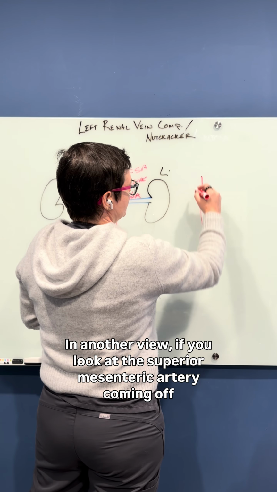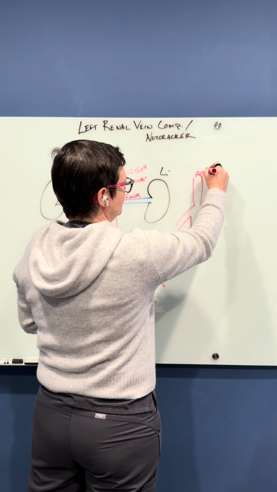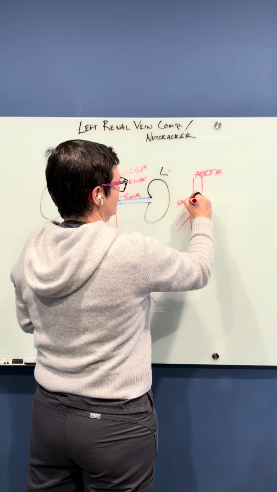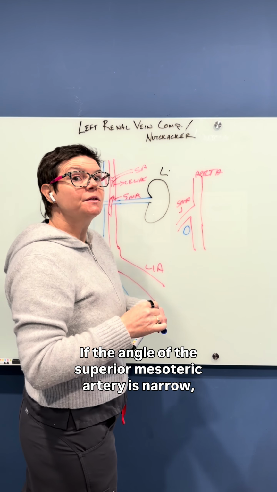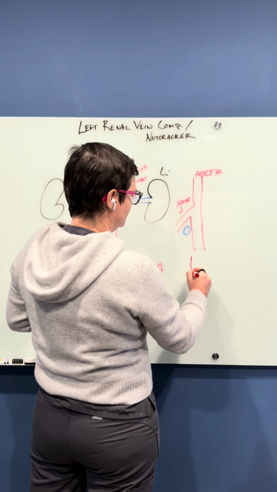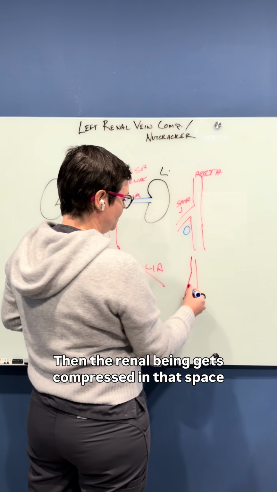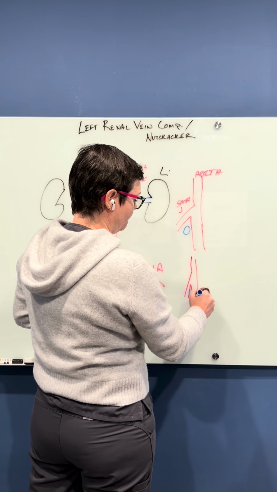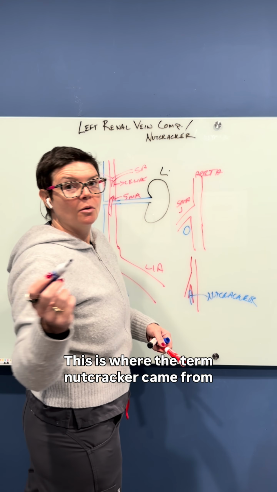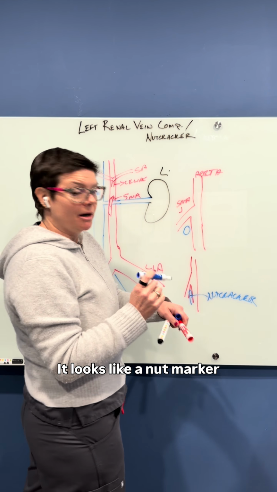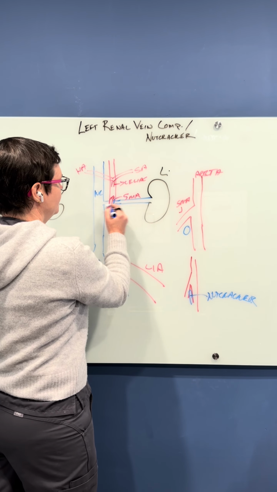In another view, if you look at the superior mesenteric artery coming off the aorta, you can see the path of the renal vein is right here. If the angle of the superior mesenteric artery is narrow, then the renal vein gets compressed in that space. This is where the term nutcracker came from. Looks like a nutcracker.